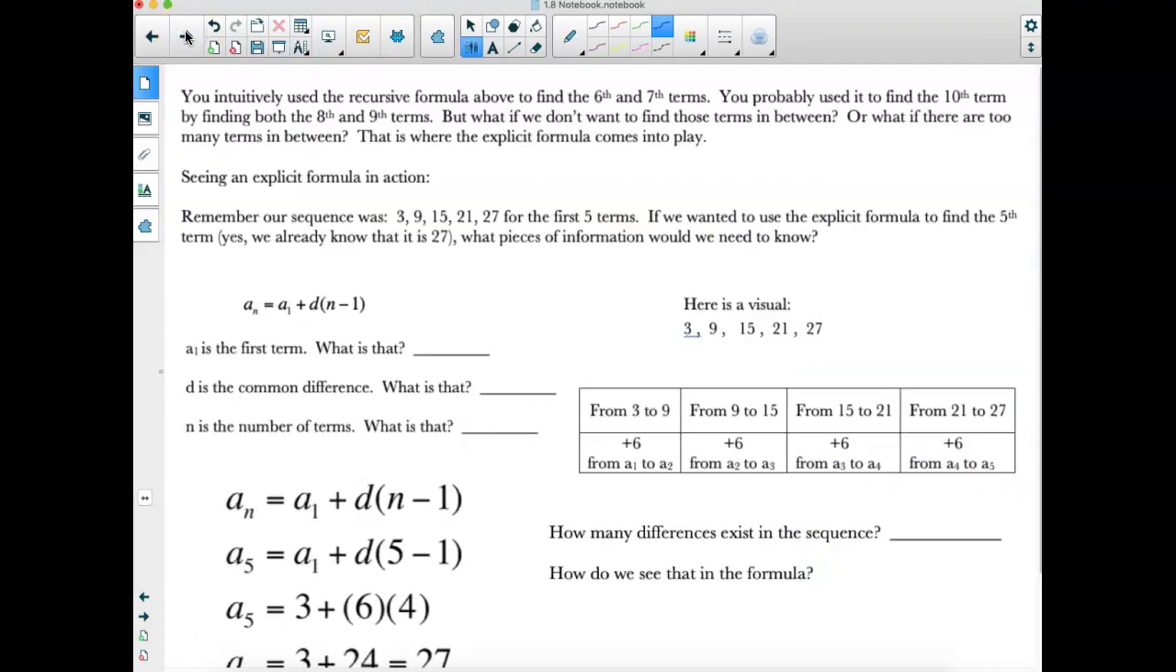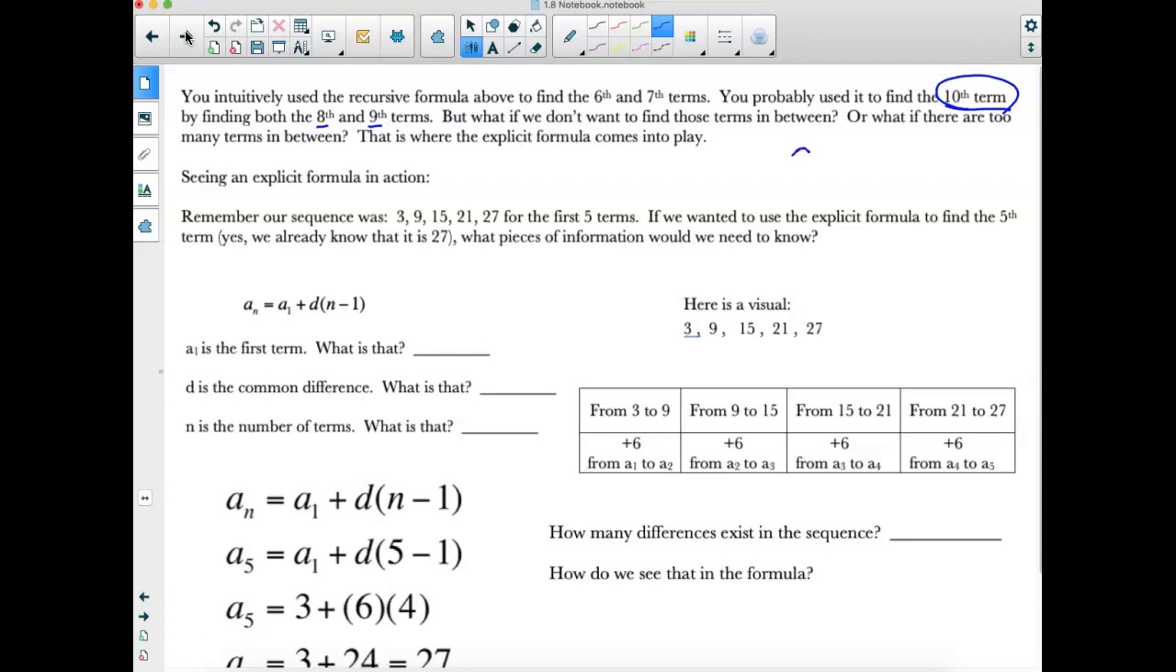I intuitively tried to show you using a recursive formula to find the 6th and 7th term. And what I did was I extended that out and I used it to find the 10th term, because I added the common difference to get the 8th term, I added the common difference to get the 9th term, then I added it again to get my 10th term, okay? But what if we don't want to find all those terms in between? What if there's too many terms in between?